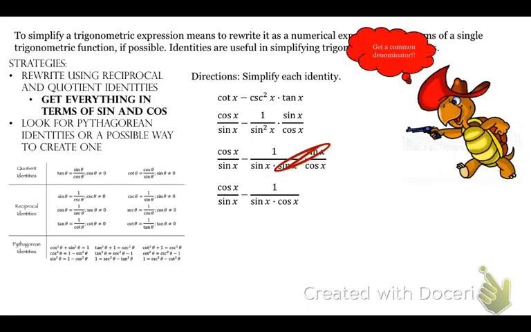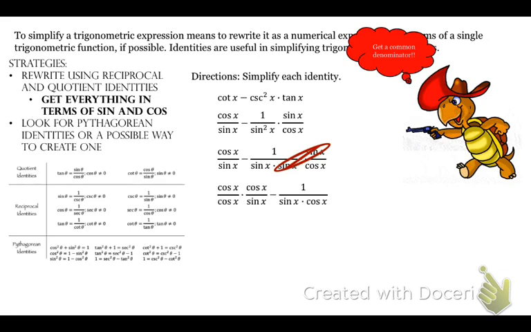Get a common denominator, says Mr. Turtle. He's like a cowboy turtle, you know, and that's a fake gun. It's like a squirt gun. He's going to squirt you with water if you don't get a common denominator.